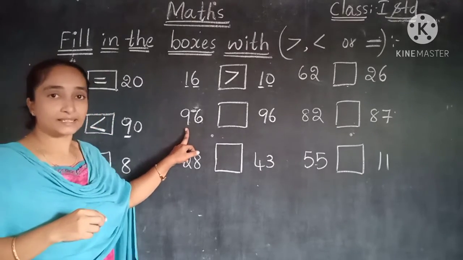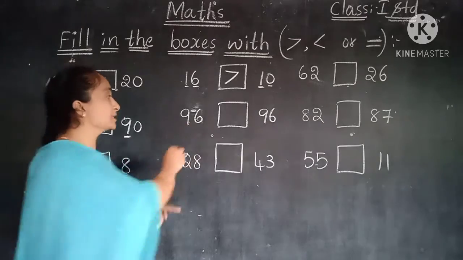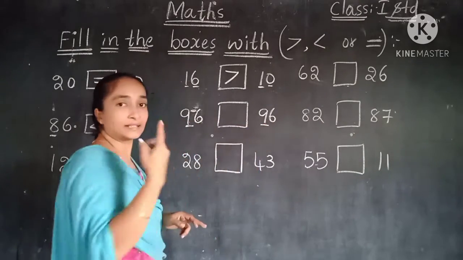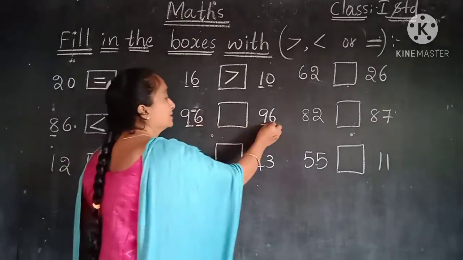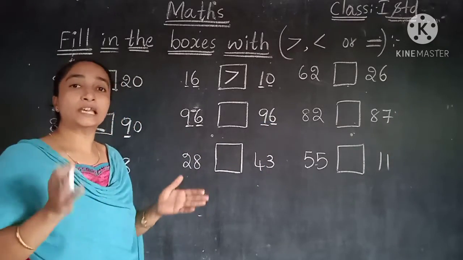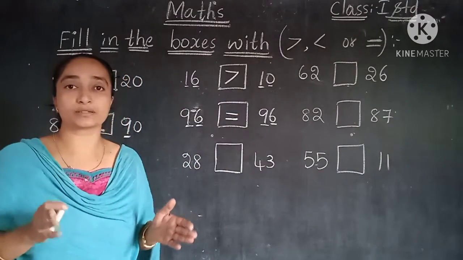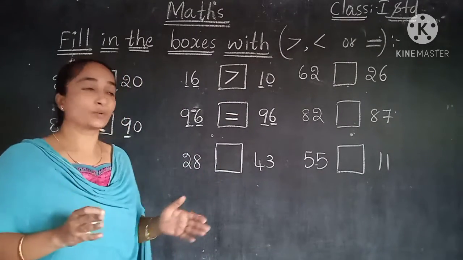Now 96, 96. The tens place both are same. 9 tens, 9 tens. The ones place both are same. 6 ones, 6 ones. So both are same means equal numbers. So two lines we should write here, the equal symbol.